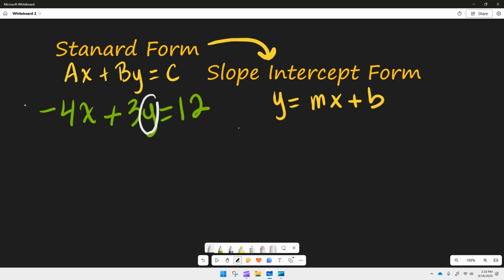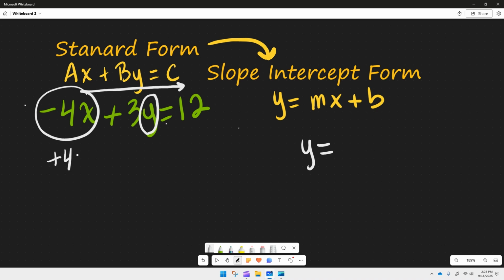I'm going to circle my y value because that's my goal. I want to be able to get this to where it says y equals, and then all of our information is going to be on the right side of the equation. So in order to do that, I'm going to take this x term and move it over the equal sign. In order to move that x term over the equal sign, I need to do the opposite operation. So since that's negative 4x, I'm now going to add 4x, because saying negative is the same thing as saying minus. So we're going to add 4x.